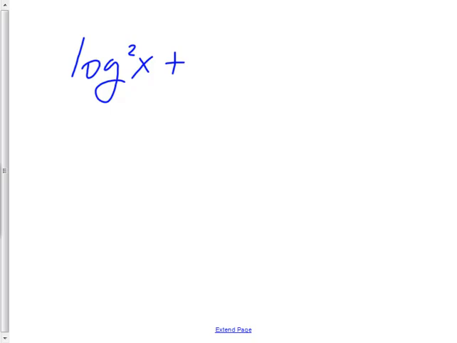Would it matter if the square was on the x? Good question. When you square logs, you put the squared where I put it. You don't put it on the 2. If you put the 2 on the x, then the 2 would go down to the front and be a 2 log x. That's not the same thing. 2 times something is not the same as squared. That's why they put the squared where I put it.